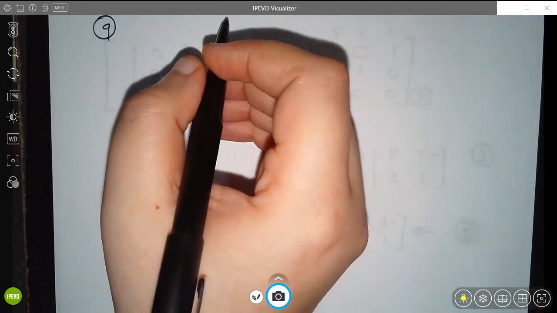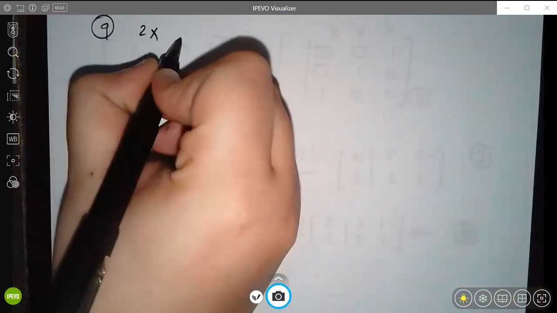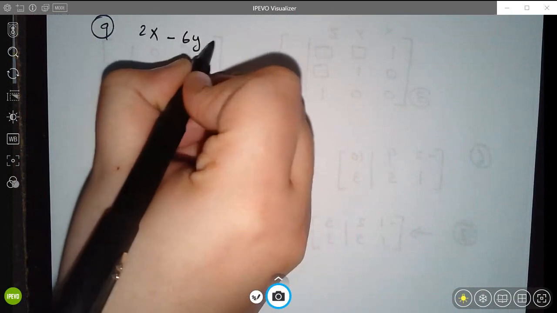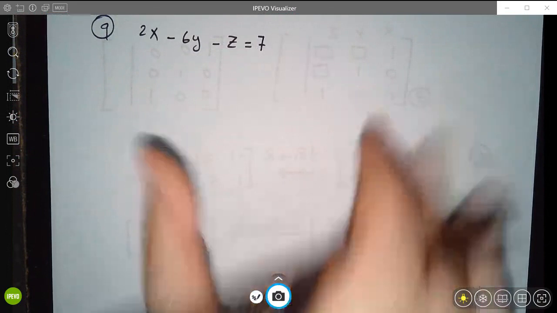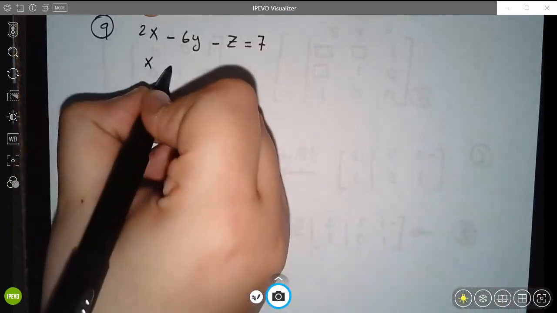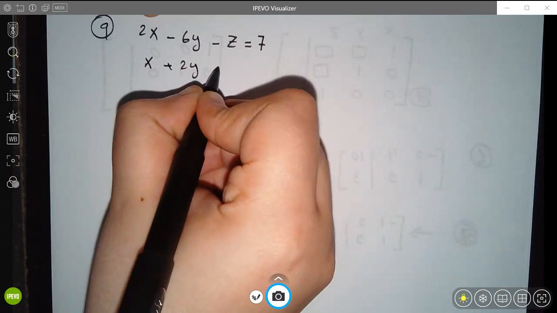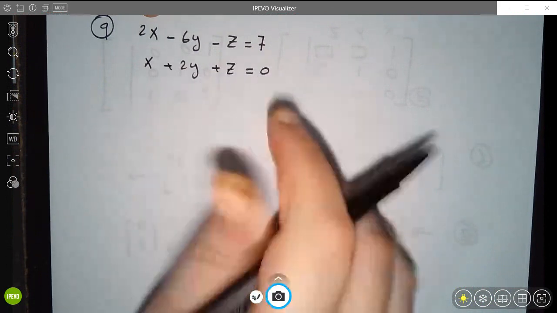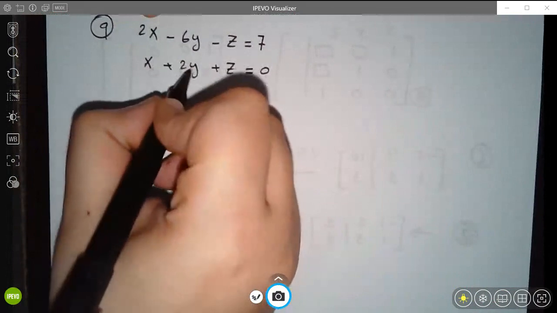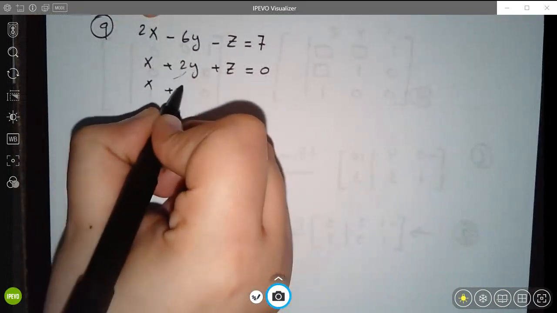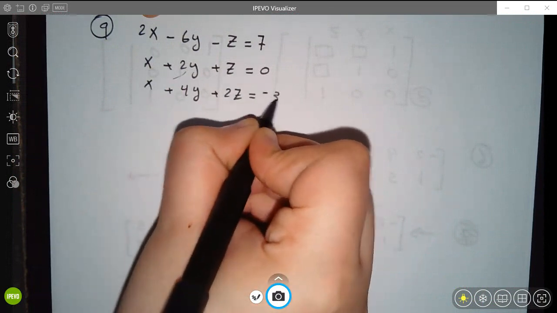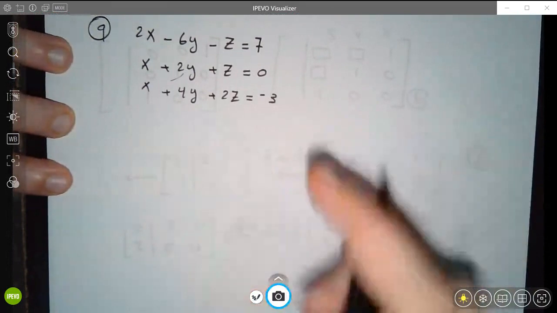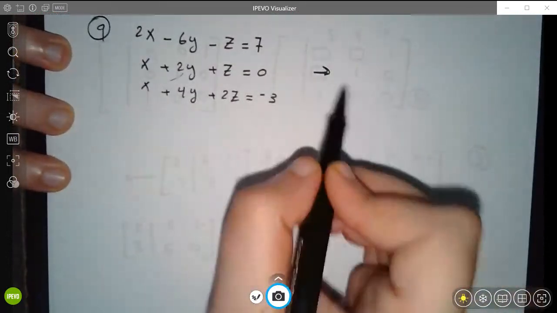Now here's the system that we are going to turn into a matrix. We have 2x minus 6y minus z equals 7. Okay? Second one is x plus 2y plus z equals 0. The third one is x plus 4y plus 2z equals negative 3. Here's my system. Now let's turn this into a matrix.